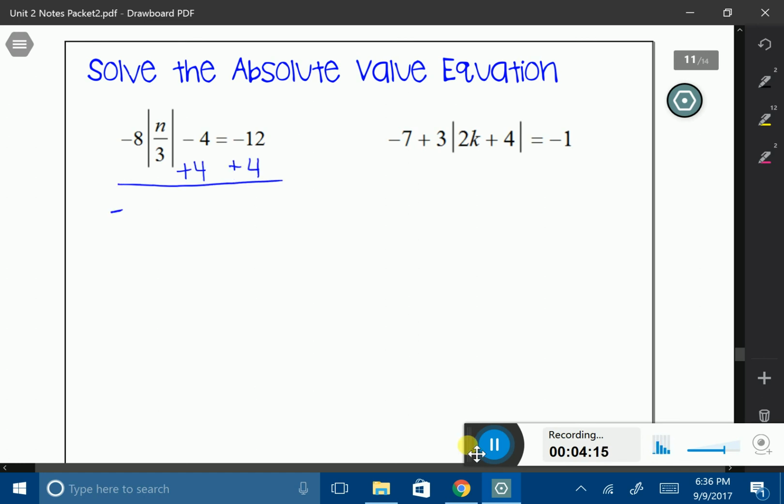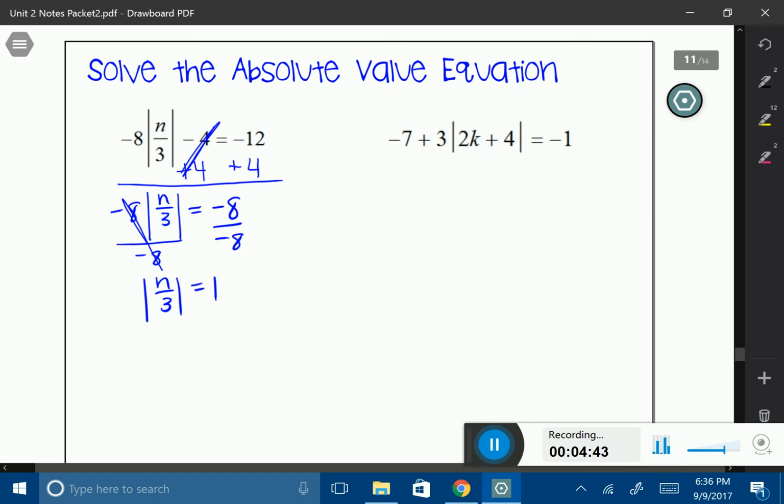So I'm left with negative 8 absolute value n over 3. My additive inverses are going to cancel out, and they're going to be equal to negative 8. But I still have a negative 8 there, so I have to get rid of him. Right now he's being multiplied, so I'm going to divide by negative 8. So those 8s are going to eliminate, and I'm left with n over 3 is equal to 1.